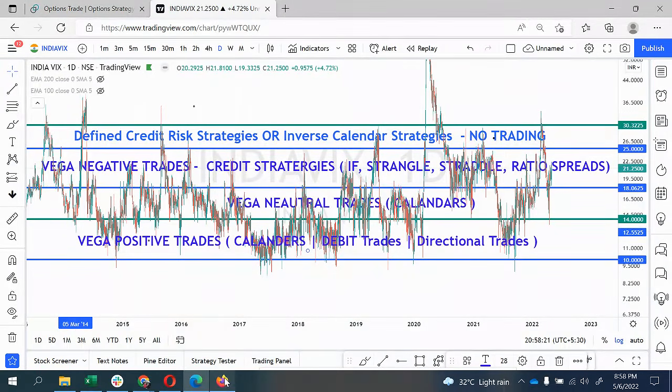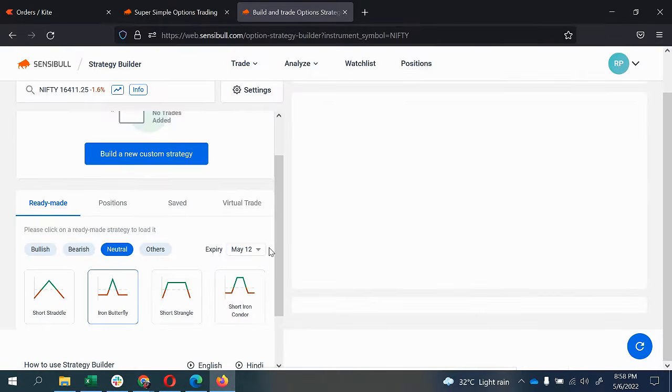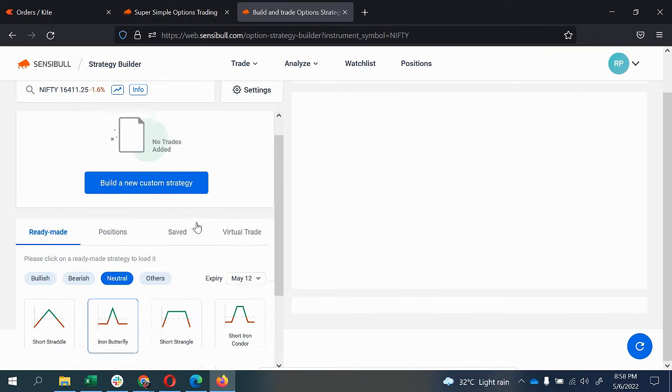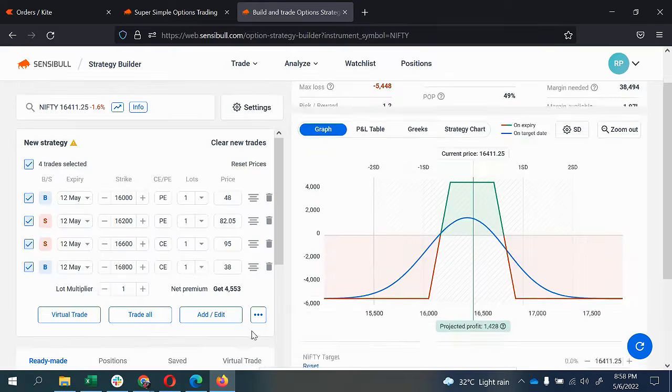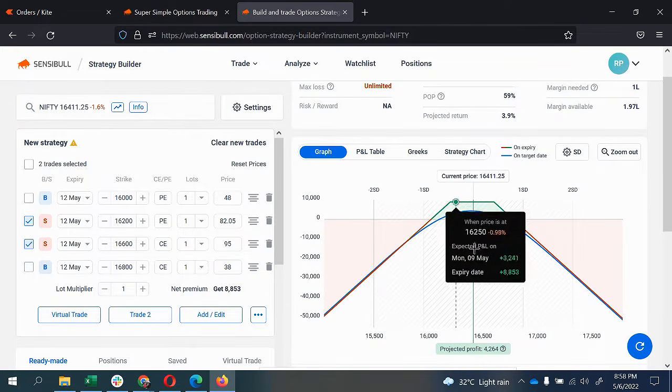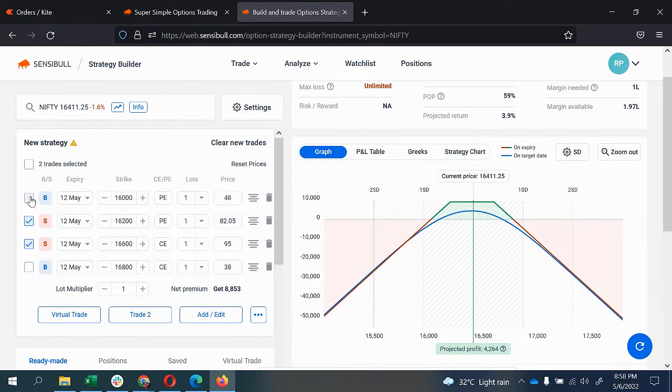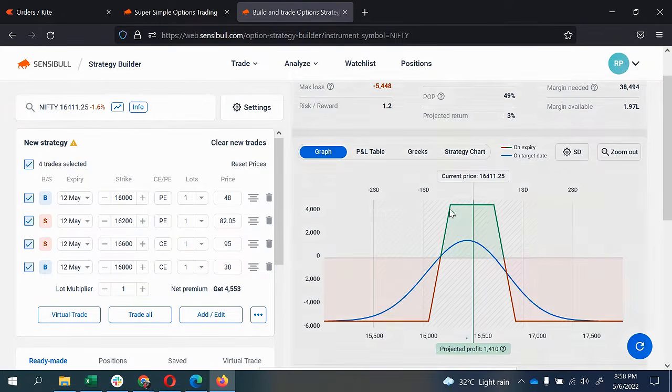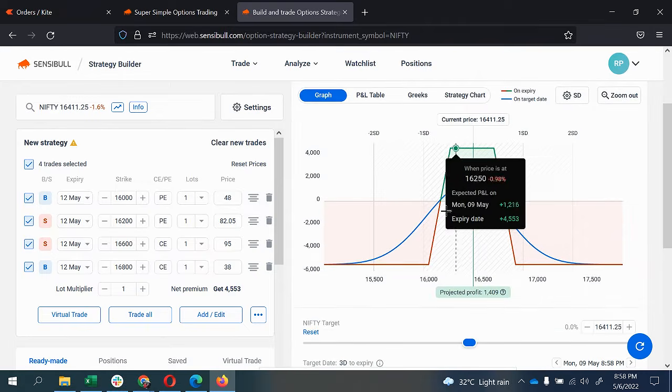Let me take you to Sensibull. All of this will be very practical. So what is a calendar? To make it very clear, I'm deploying an iron condor. I think this is one of your favorites, everyone knows the iron condor. This is basically your strangle, and we are buying the edges so that it becomes the iron condor. This is your typical iron condor.